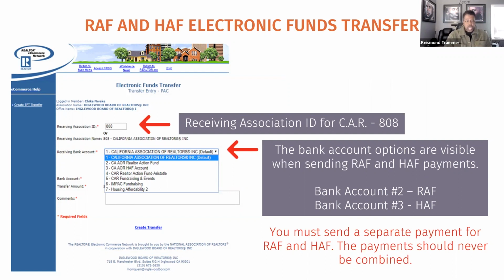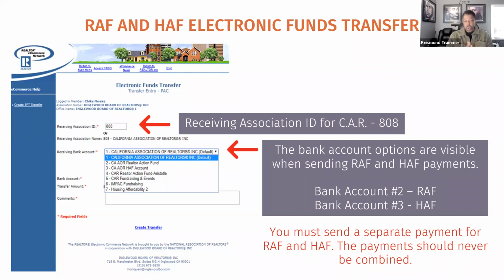So the receiving association is going to be 808. The receiving association should reflect California because we are the receiver of the payment. The bank account options, when you're submitting RAF payments, you're going to see a different option. When you click the receiving bank, you're going to have multiple options now. The bank account options that are available when sending RAF and HAF payments are bank account number 2, which is going to be for your RAF payment, and bank account number 3, and that's for your HAF payments.